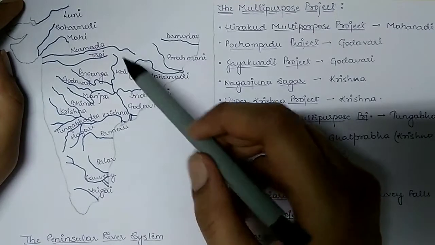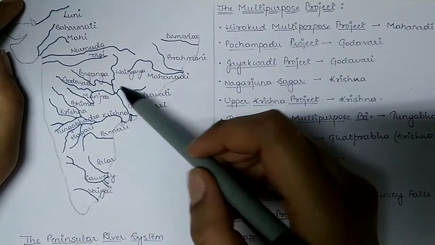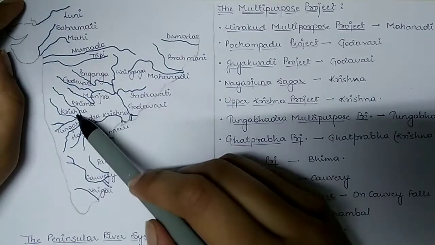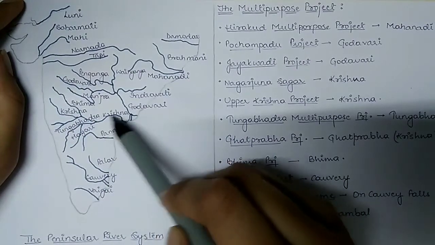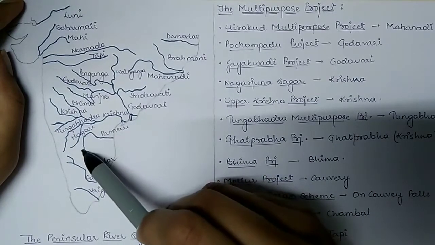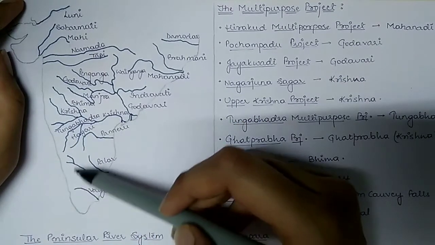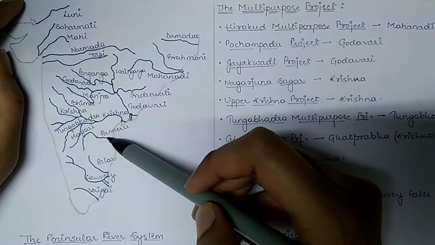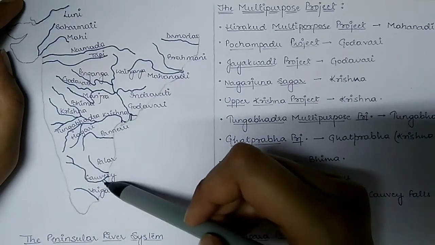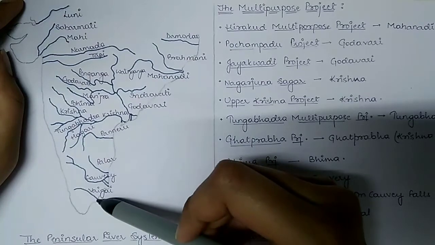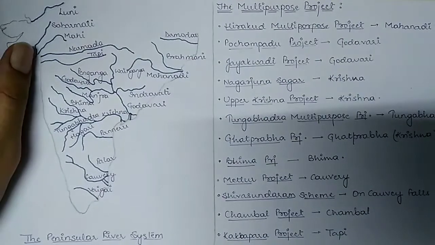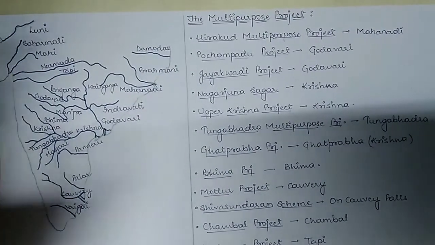Now, this is our Godavari, and its tributaries are Indravati, Penganga, then we have Manjira. This is our Krishna River, then Tungabhadra, then Bhima, then Hagari. Then we have some rivers in the south, that is Pennaru River, then Palar River. This is our Kaveri. This is our Vegai River. So these are the rivers of peninsular India. Now we will look into the multipurpose projects that are constructed on these rivers.